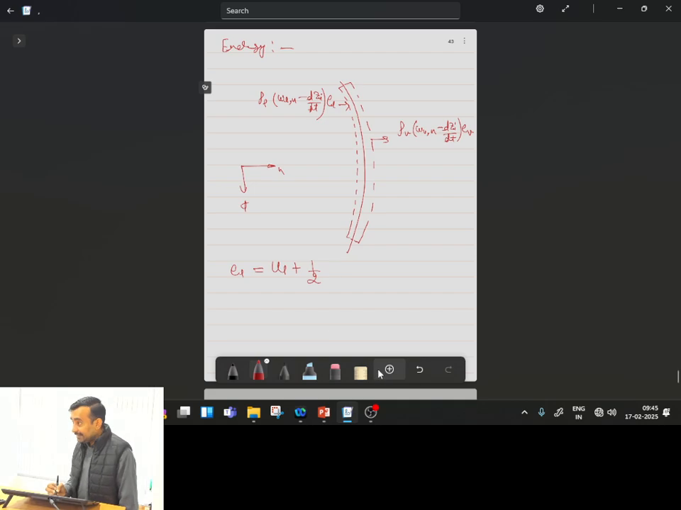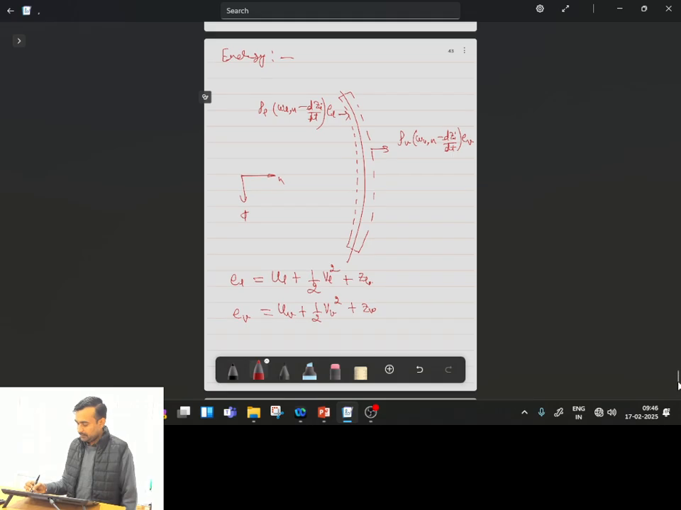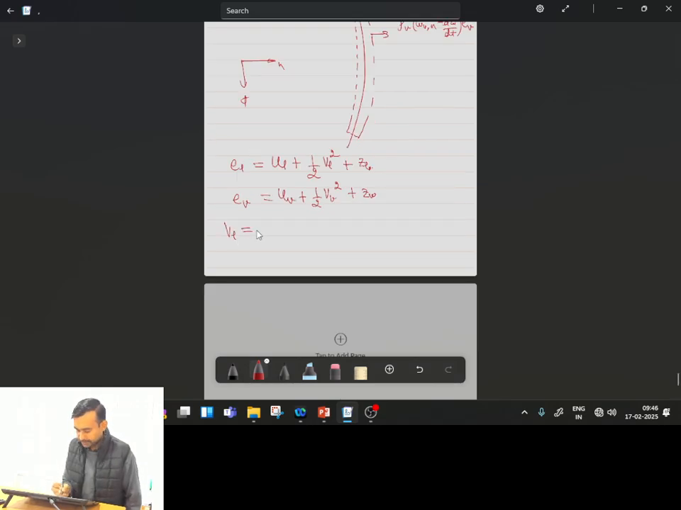plus the kinetic energy of the liquid, half of VL square, plus potential energy. Let us consider the interface is in the same orientation, so only internal and kinetic energy. If you want, you can consider potential energy also, no problem. So ZL is the potential energy. And EV will be similarly UV plus half of VV square plus ZV. Now, what will be VL and VV?